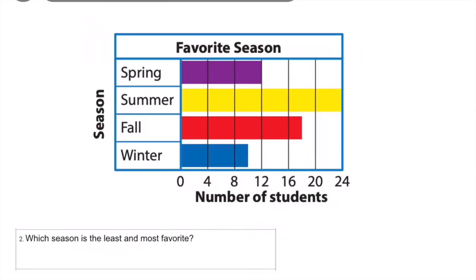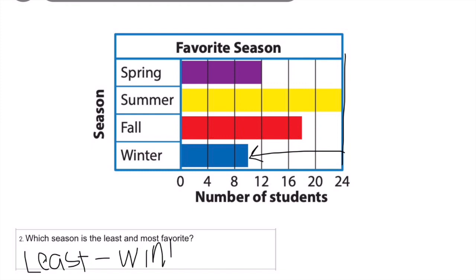Okay, our next question says, which season is the least and most favorite? So the least is going to be the season that has the smallest number of students who voted for it. So we're going to look at the bars starting from the right and go to the left until we run into the one that has the fewest. That would be winter. So winter is the least favorite. Not as many people like it as other seasons.